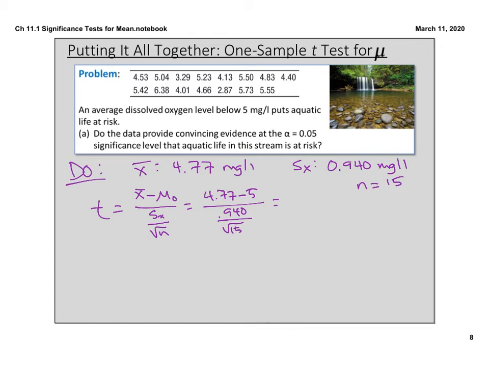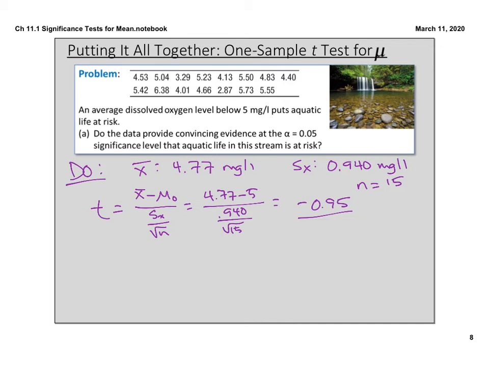So I'm going to start in the bottom. I have 0.940 divided by the square root of 15. And then I have 4.77 minus the 5, and I take that negative 0.23 and divide it by the 0.242. And my test statistic looks like this, negative 0.95, roughly. Okay, so there's my test statistic.